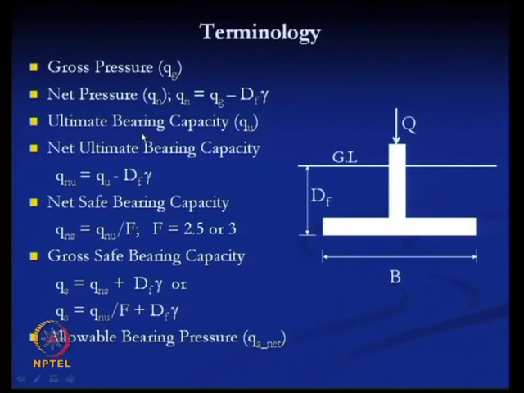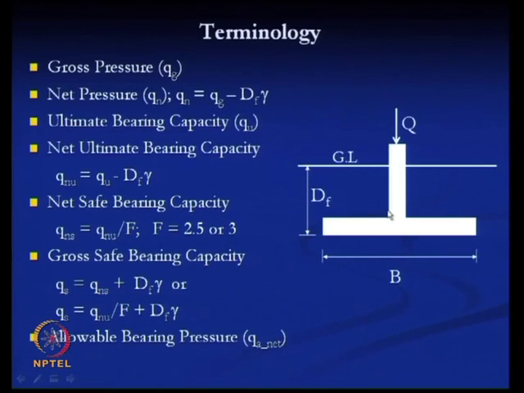Next, the ultimate bearing capacity of the soil. The ultimate bearing capacity of the soil is the ultimate load that this soil can carry before it fails. So this is the ultimate load carrying capacity of the soil. We denote it as Qu. Next will be the net ultimate bearing capacity of the soil. That would be the ultimate bearing capacity of the soil minus df into gamma, where gamma is the unit weight of the soil.